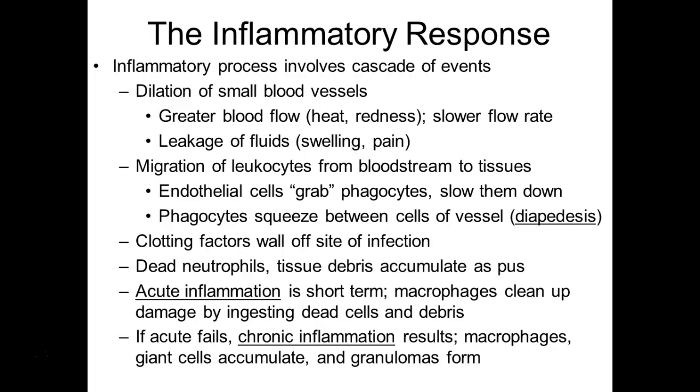Right, so we have two different main types of inflammation. We have acute inflammation, which is short term. The macrophages, which are a group of the cells that go in and clean up the mess and eat the invaders, go in quickly, they clean up the mess, and inflammation stops.